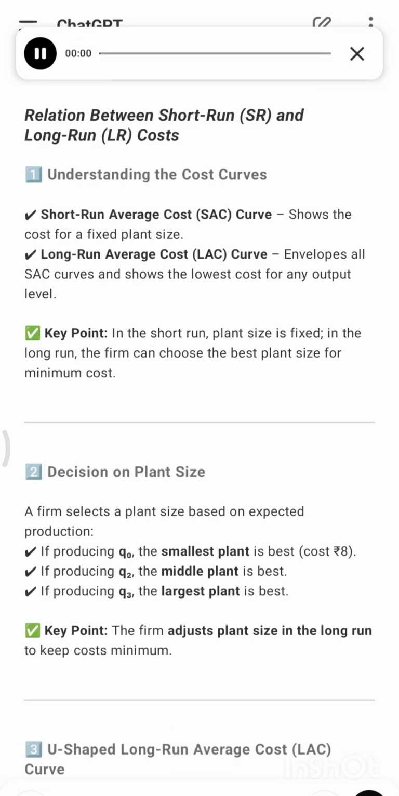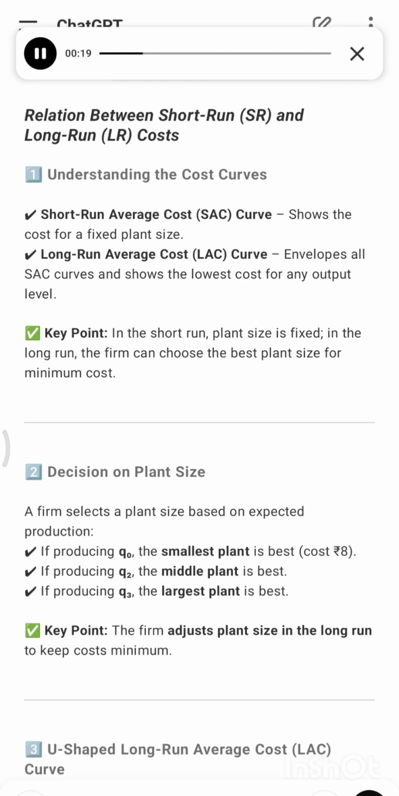Relation between short-run (SR) and long-run (LR) costs. 1. Understanding the cost curves. The short-run average cost (SAC) curve shows the cost for a fixed plant size. The long-run average cost curve envelopes all SAC curves and shows the lowest cost for any output level.